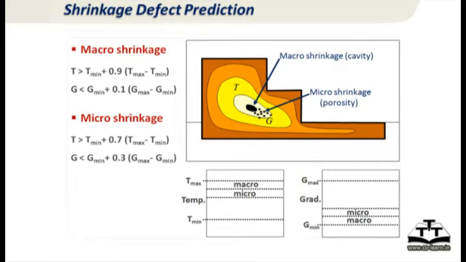What we learned from previous slides is that if temperature is high and gradients are low, you have a problem. But how high and how low, you put some cut-off limits. So you say that if temperature is greater than, let us say, T max, or some 0.9 times T max, and gradient is lower than, let us say, 0.9 times G max, you can see the band there. In the macro band, if temperature is in this band and gradient is in this band, you say it creates a macro shrinkage. Similarly, if the temperatures are in the micro band and gradients are in the micro band, you say it creates a micro shrinkage.